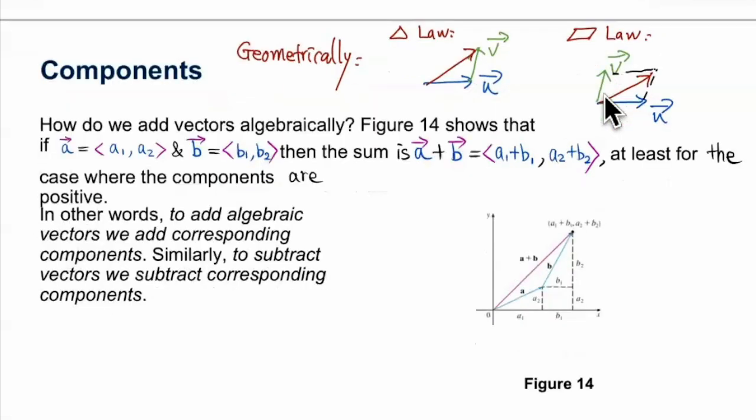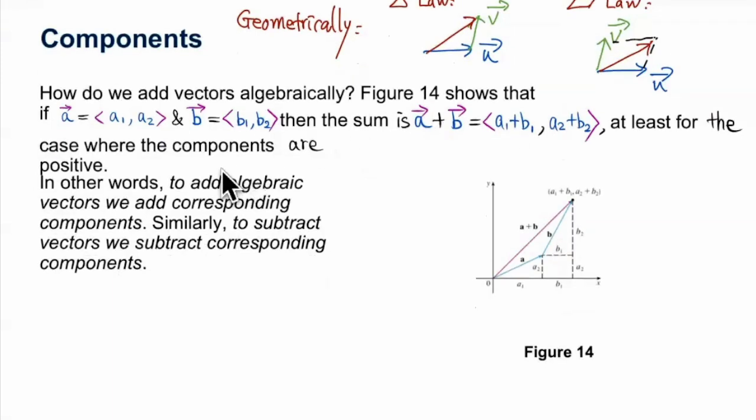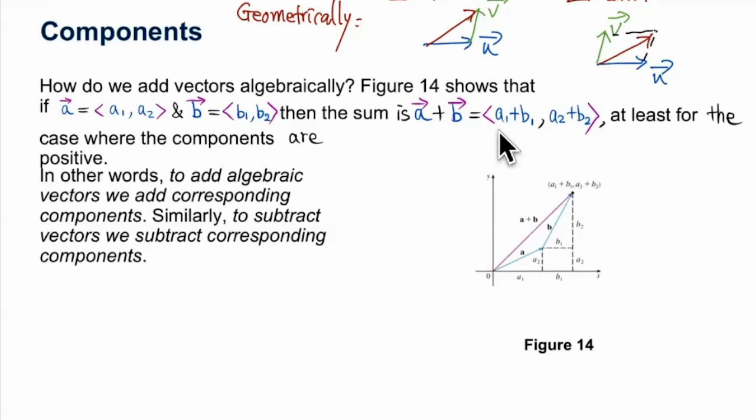Now, what about adding the vectors algebraically? Well, that is even easier. If you have this vector and this vector, then when you add them up, you just sum the corresponding components. That's it. So you just add the corresponding components. That's how you add them algebraically. Let's look at some examples.